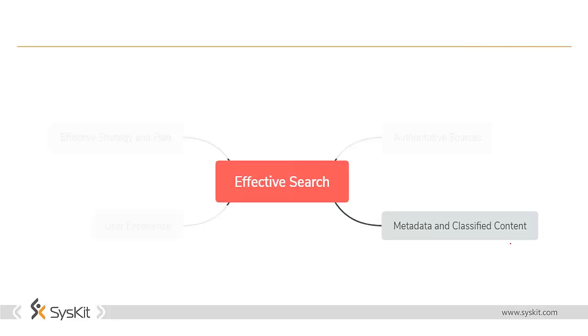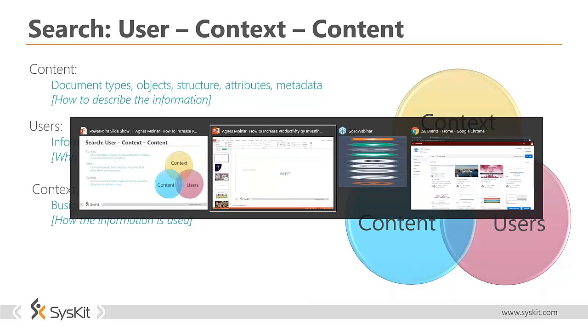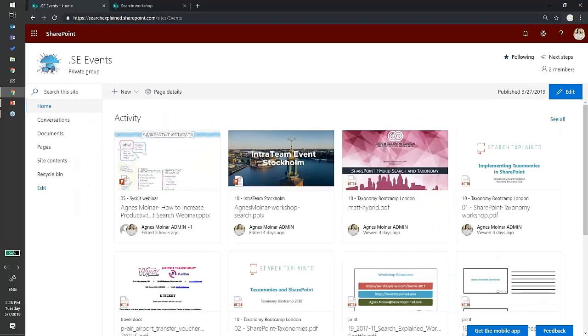And it's tied to this topic a lot, but again, it's a little bit different: the metadata and the classification of the content. When talking about search, it's always important to understand not only the content, but also the users, who they are, and the context, what they want to achieve. And it's a really good example which we have in modern search in Office 365.